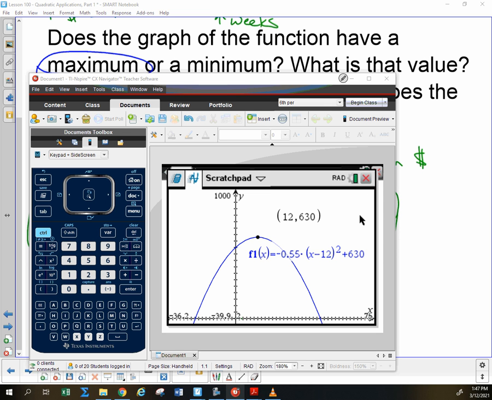So now I need you to get that sheet of paper that says Quadratic Application Problems Part 1. It's one of the smaller sheets of paper, and that is your homework assignment for tonight.